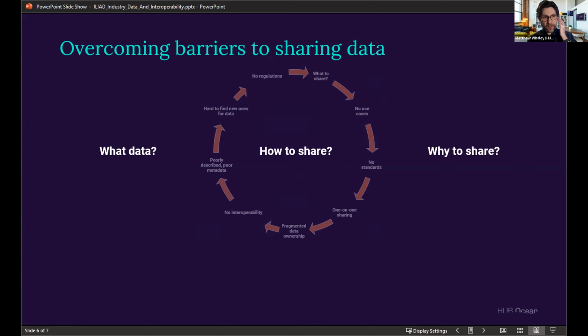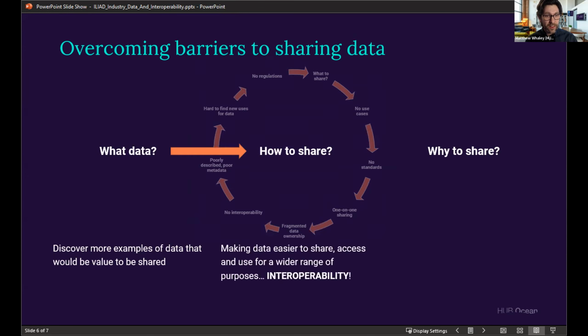The main ways that we can go about doing this are getting more examples of data that are valuable, making it easier to share that data, making it easy to access that data, and using it for a wider range of purposes. This is at the heart of interoperability. And then using that in a way that shows why it was good. The more times we can tell these stories and prove the value of this data, the more data we will manage to unlock and be able to use for all sorts of great purposes.